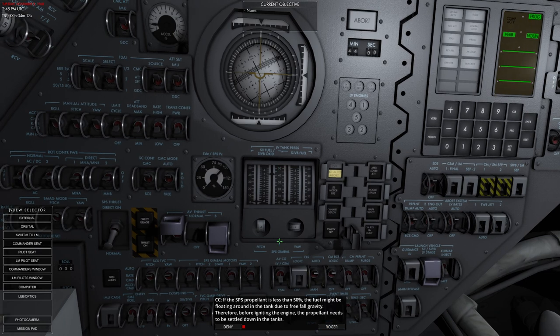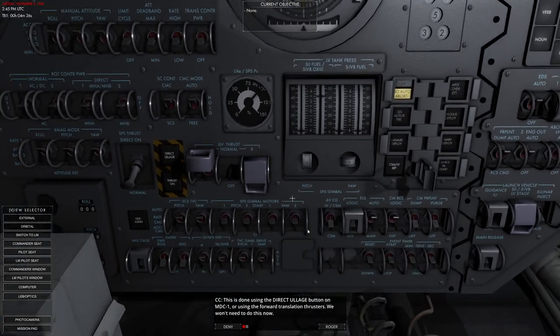All right, the chamber pressure gauge shows the chamber pressure, usually within 100 if it's indicated. Okay, sounds good. The SPS propellant is less than 50%. The fuel might be floating around in the tank due to free fall. Therefore, before igniting the engine, the propellant needs to be settled down in the tanks. This is done by using the Direct Ullage button on MDC-1, or using the forward translation thrusters. We won't need to do this.